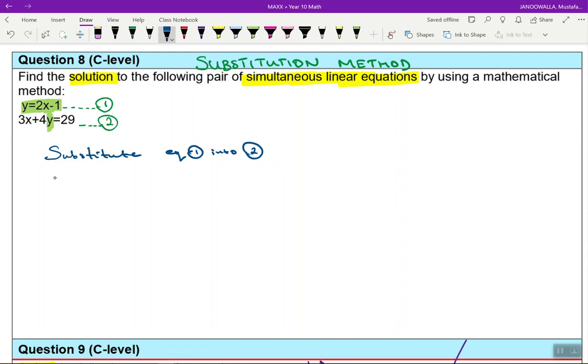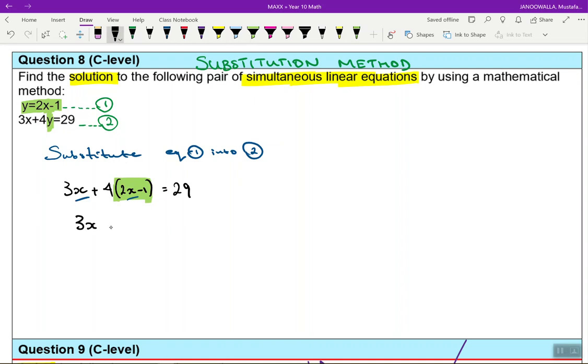So what this will look like is 3x plus 4 into 2x minus 1 equals 29. So you can see that's the 2x minus 1 instead of y. That's what I've written. Now that we only have x, we can solve this equation and find the value of x. Once we have the value of x, we'll plug it back into one of these equations and find the value of y. That's the goal. So let's go through this.